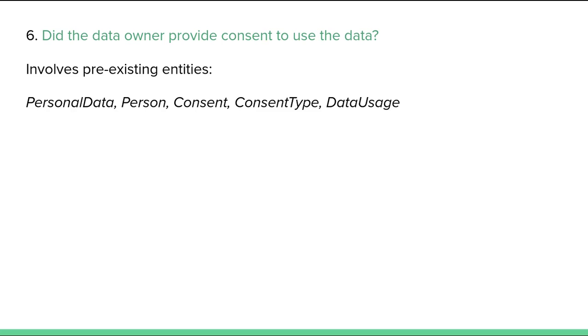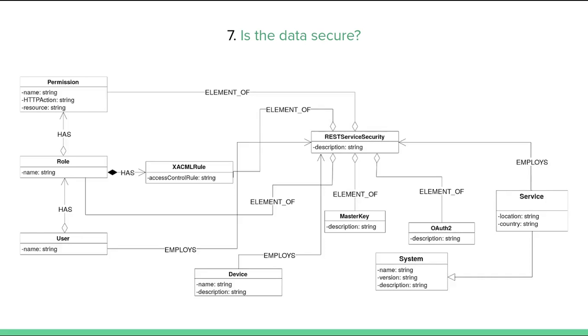Whether the data owner provides consent to use the data does not introduce any new entities, but involves entities that we have already defined. The question of whether the data is secure relates to security mechanisms enforcing data protection, such as the authentication and permission classes. It's worth noting that no encryption-related class is introduced here, since encryption is supported for all systems and devices by design.